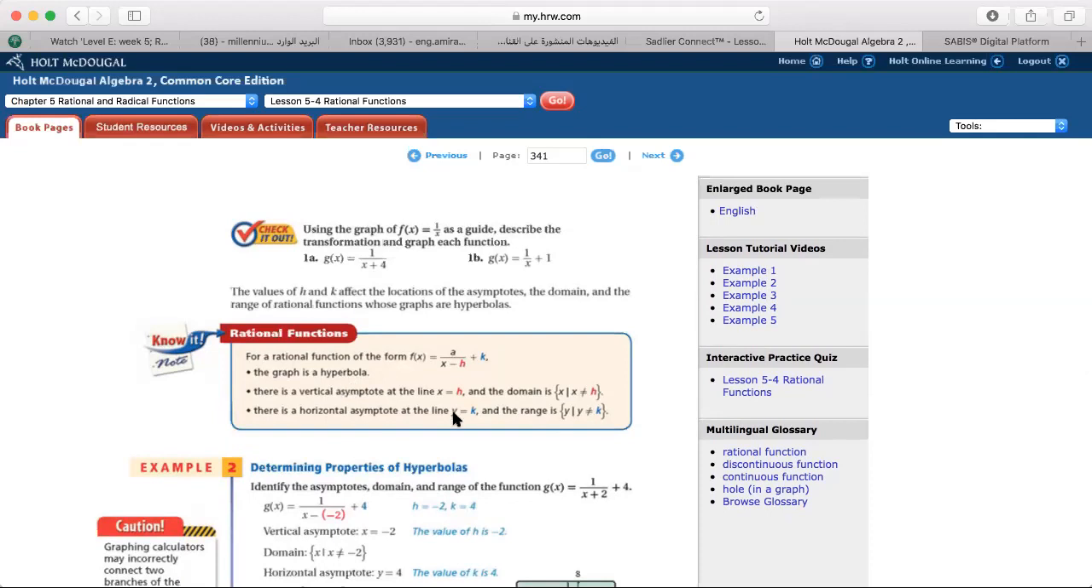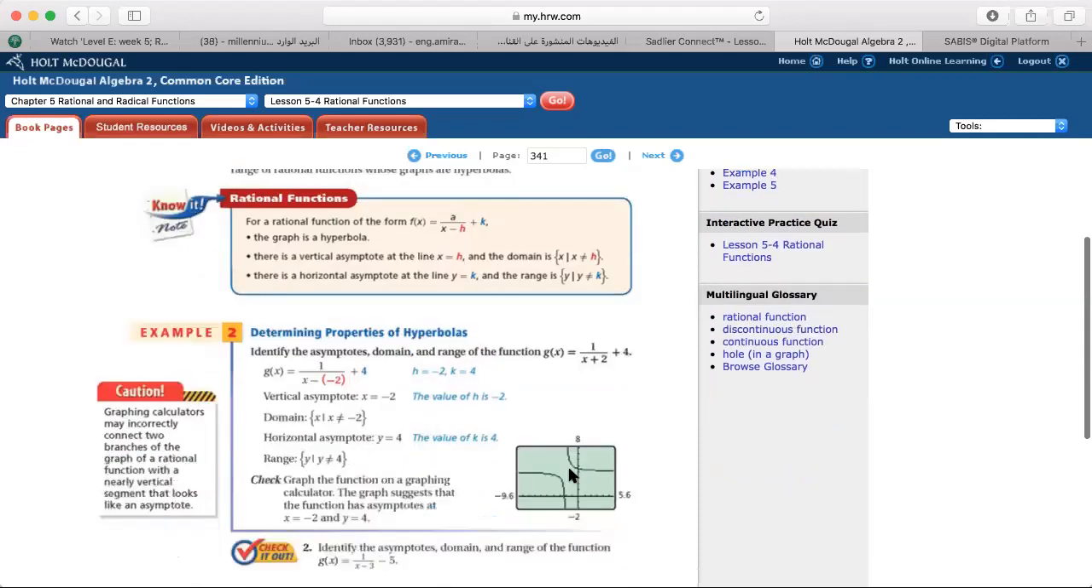And there is a vertical asymptote at the line where x is equal to h, and the domain is written in this form where x is not equal to h, and there is a horizontal asymptote at the line where y is equal to k, and the range is written in this form where y is not equal to k.